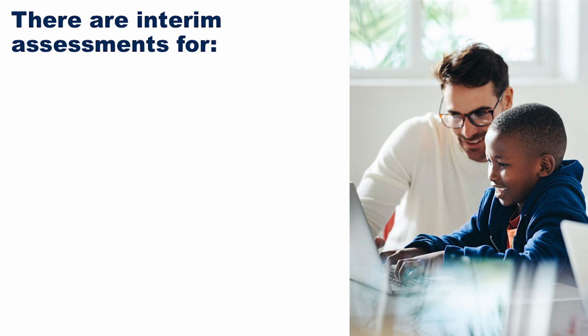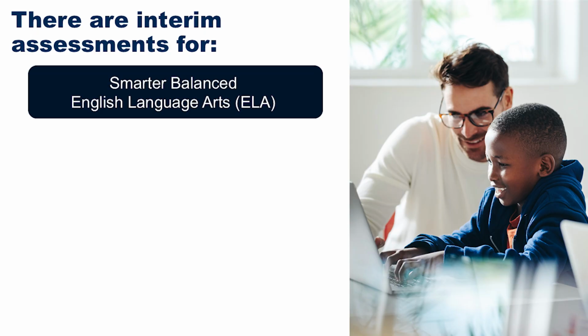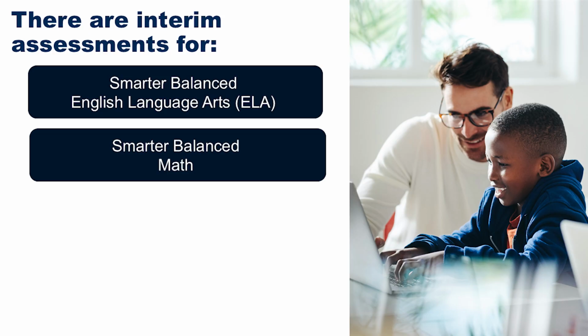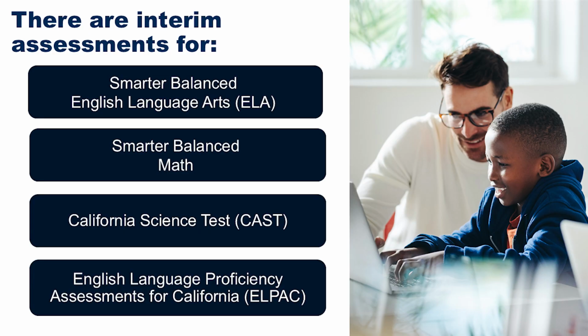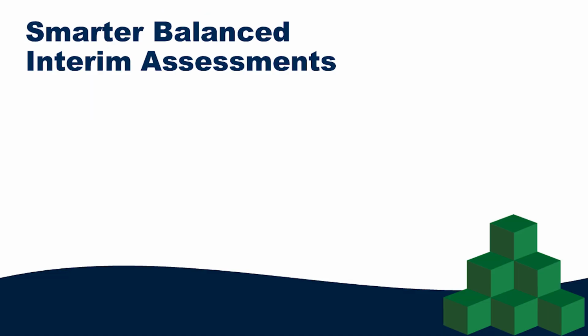There are interim assessments for 4 subject areas: Smarter Balanced English Language Arts, or ELA, Smarter Balanced Math, the California Science Test, or CAST, and the English Language Proficiency Assessments for California, or ELPAC. Let's examine how the interim assessments are organized. Interim assessments for Smarter Balanced ELA and Math are organized by the content they assess.